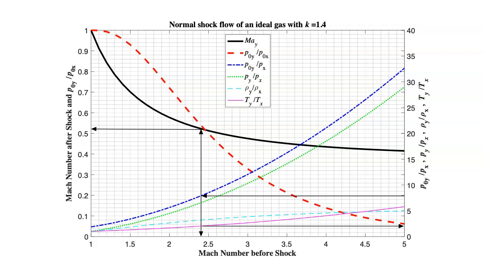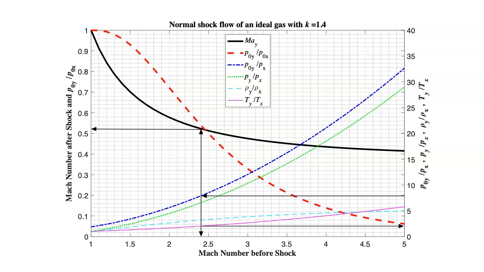First, we will use the normal shock flow figure for an ideal gas with a specific heat ratio of 1.4 available from the compressible flow figures handout. For our known pressure ratio from the legend, we see that it corresponds to the blue dashed dot line and the scale on the right. Starting at a value of 8 and reading across horizontally, we then go down to the x-axis to get the Mach number before the shock of about 2.4.